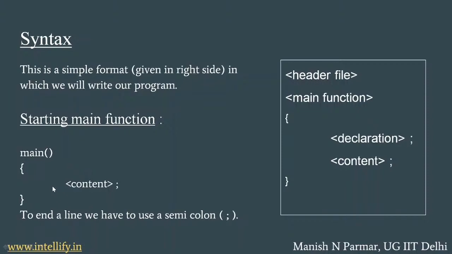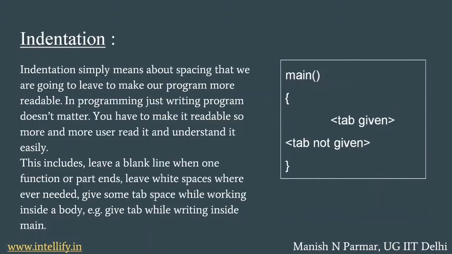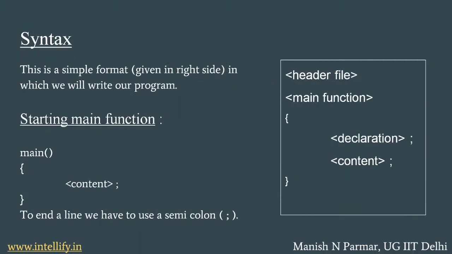One more thing: when you are declaring main, you also need to declare its data type, that is, the return type of main. As you can see here, I didn't use anything before main. That means my main is of integer type. The default data type of main is integer, and if you want to change it, you can use void, integer or character.